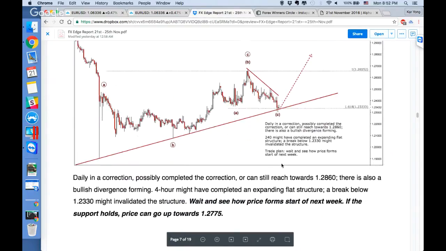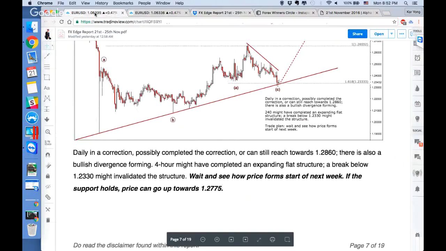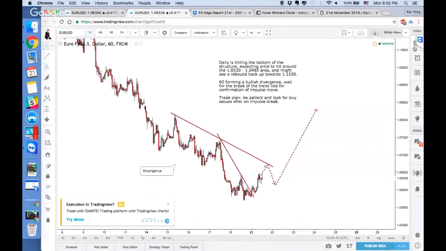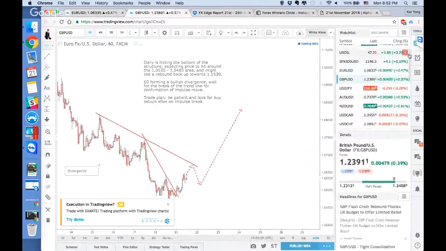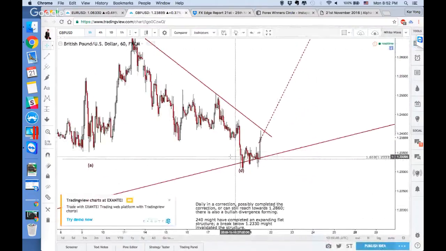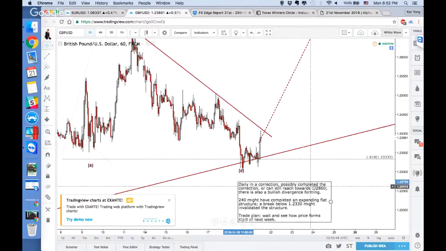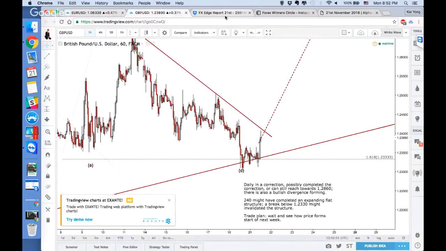And I wrote here the trade plan is wait and see how price forms at the start of next week, which is today. If support holds, price can go up towards 2775. So let's take a look at what's happened for the pound dollar for today as price opened. So you see this happening. The support over here, as we mentioned, 1.2333 holds. If this holds, we can expect price to reach as high as 2.775.